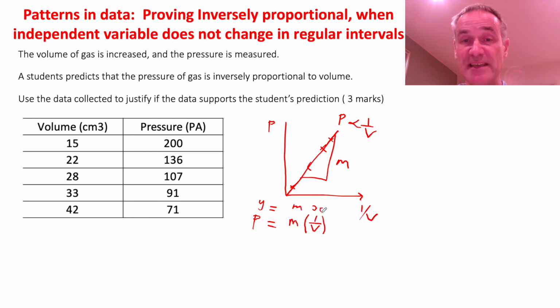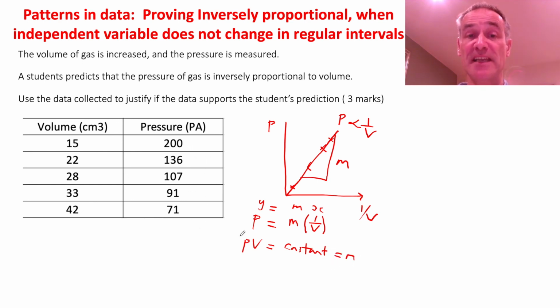Now, of course, again, m is constant. So, of course, we've got 1 over v here. So in order to get this to the other side, I've got to multiply. So I've got pressure times volume is a constant, which is the gradient. So with inversely proportional, instead of dividing one by the other, you multiply them and you should get the same value. So let's just check with a few of them.